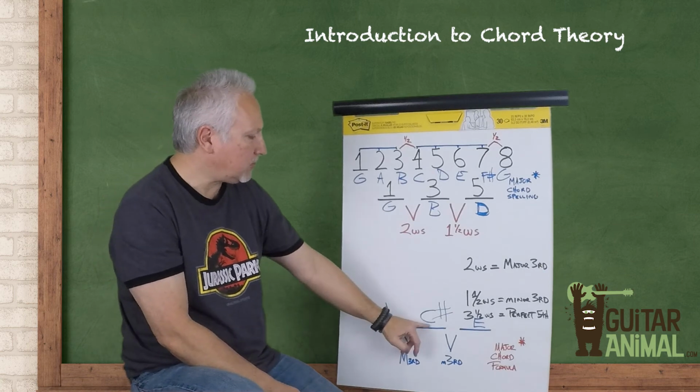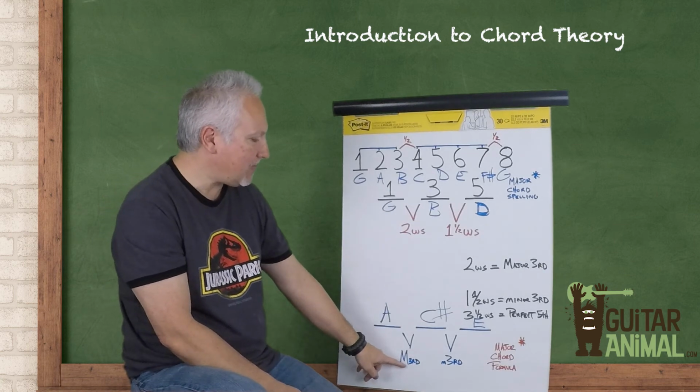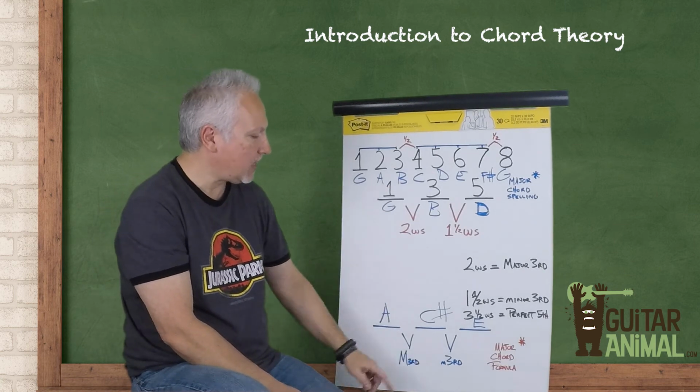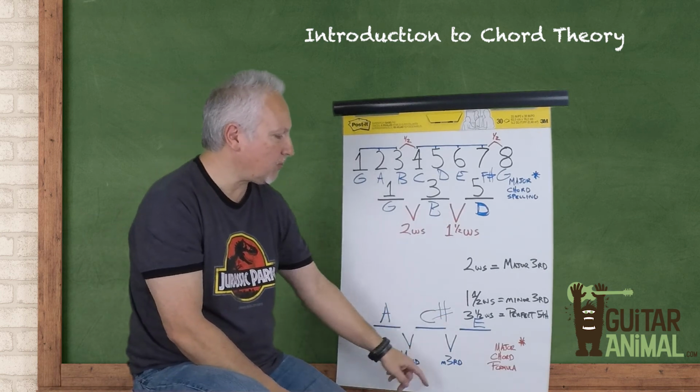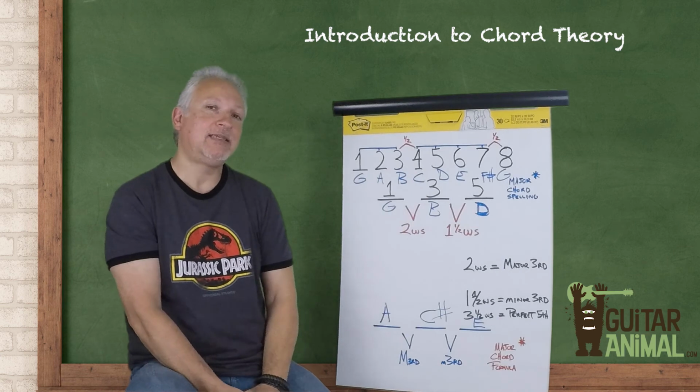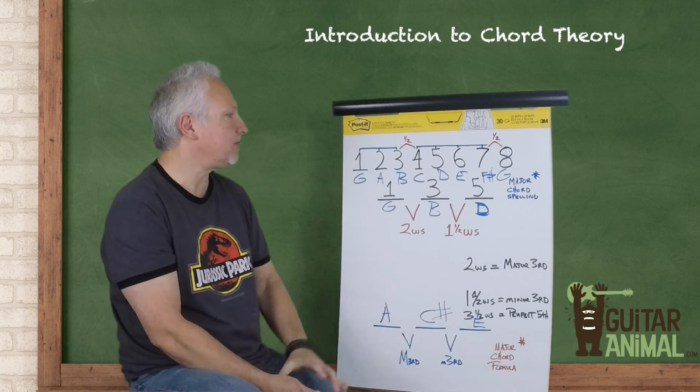At the bottom of the page, major chord formula. From the first note to the middle note in our chord is a major third, it's 2 whole steps. From the middle note to the ending note in our chord is a minor third or 1.5 whole steps. That's the information you really need to get from this lesson.